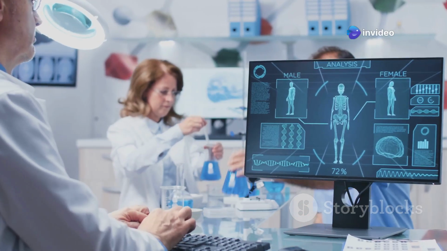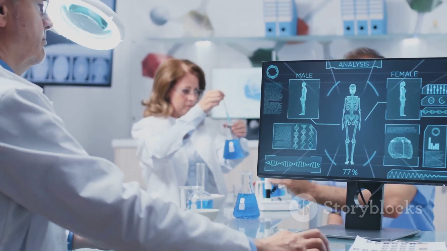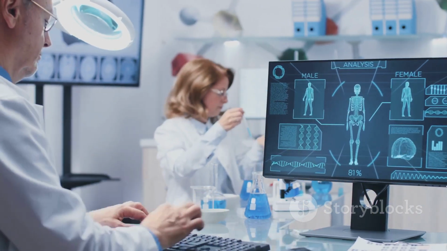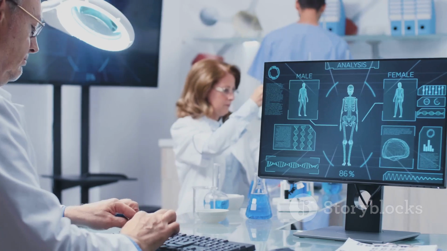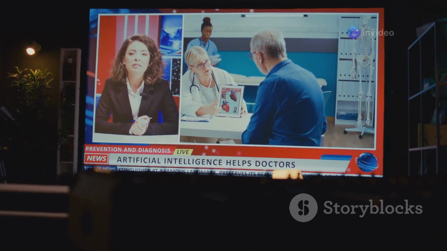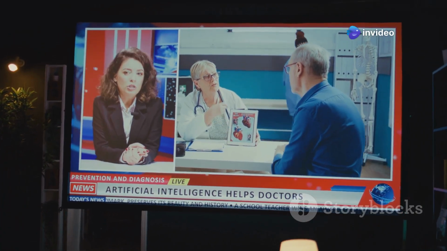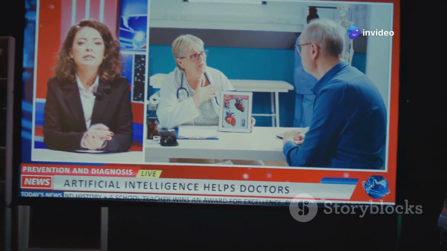By simulating the progression of a disease in a virtual cell, scientists can identify potential drug targets and develop new therapeutic strategies. The future of medicine is personalized, and virtual cells will play a key role in this revolution.